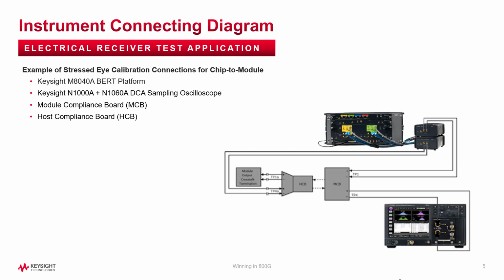This is one of the examples of instrument setup for the stress eye calibration. The stress signals defined by the standard are generated by the M8040 bit error rate tester that connects to the sampling oscilloscope through the channel, which is the module compliance board MCB and host compliance board HCB. The sampling scope is mainly used for the transmitter characterization and stress signal calibration.